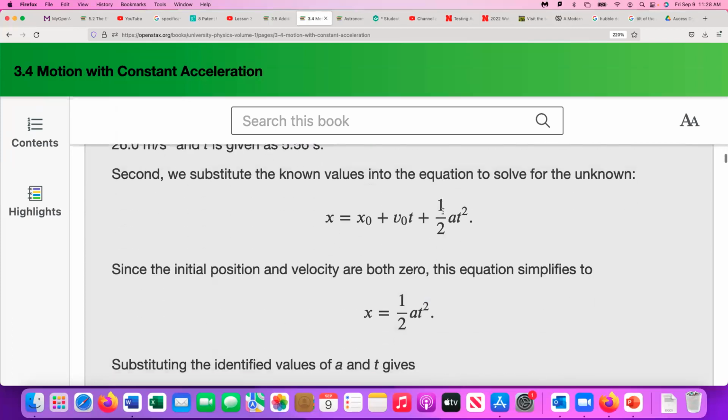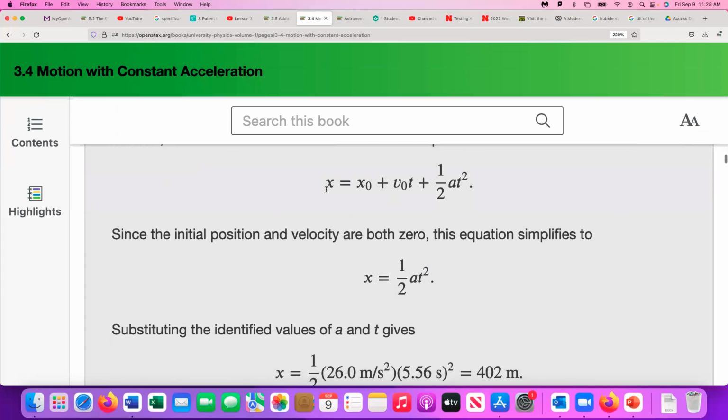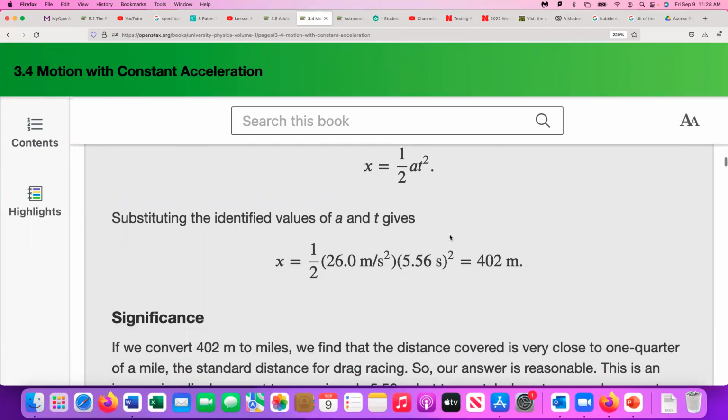Well, in this equation here, we can find the final position if we know initial position, initial velocity, time, and acceleration. And we know all those things. Turns out the initial position and initial velocity are both 0. So these first two terms go to 0, and we are left with a very simple formula. Plug in our acceleration, plug in our time, calculate 402 meters, which is just about right for a drag race.